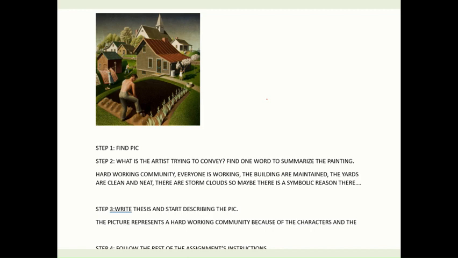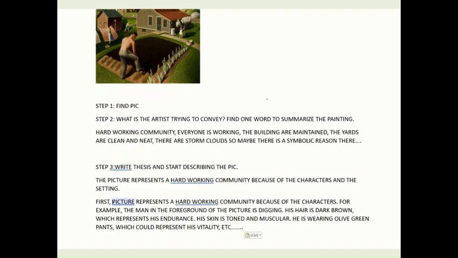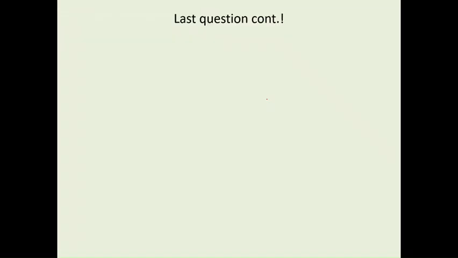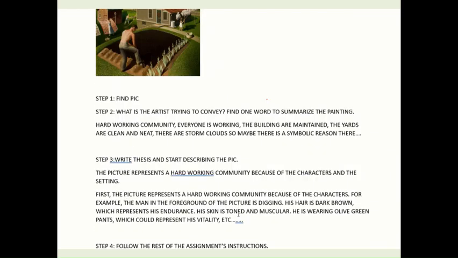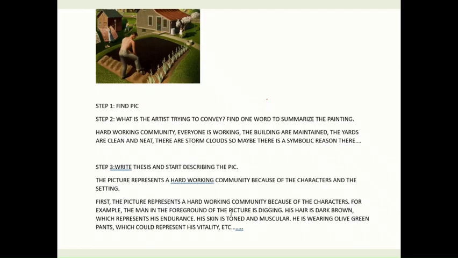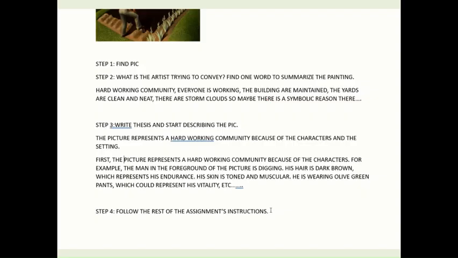Okay, so once we have our thesis, how do we start writing at least our first body paragraph? Well, first, the picture represents a hardworking community because of the characters. So we're going to focus on the characters first, since that's our first thesis point. And then, for example, the man in the foreground of the picture is digging. His hair is dark brown, which represents his endurance. His skin is toned and muscular. He is wearing olive green pants, which could represent his vitality.